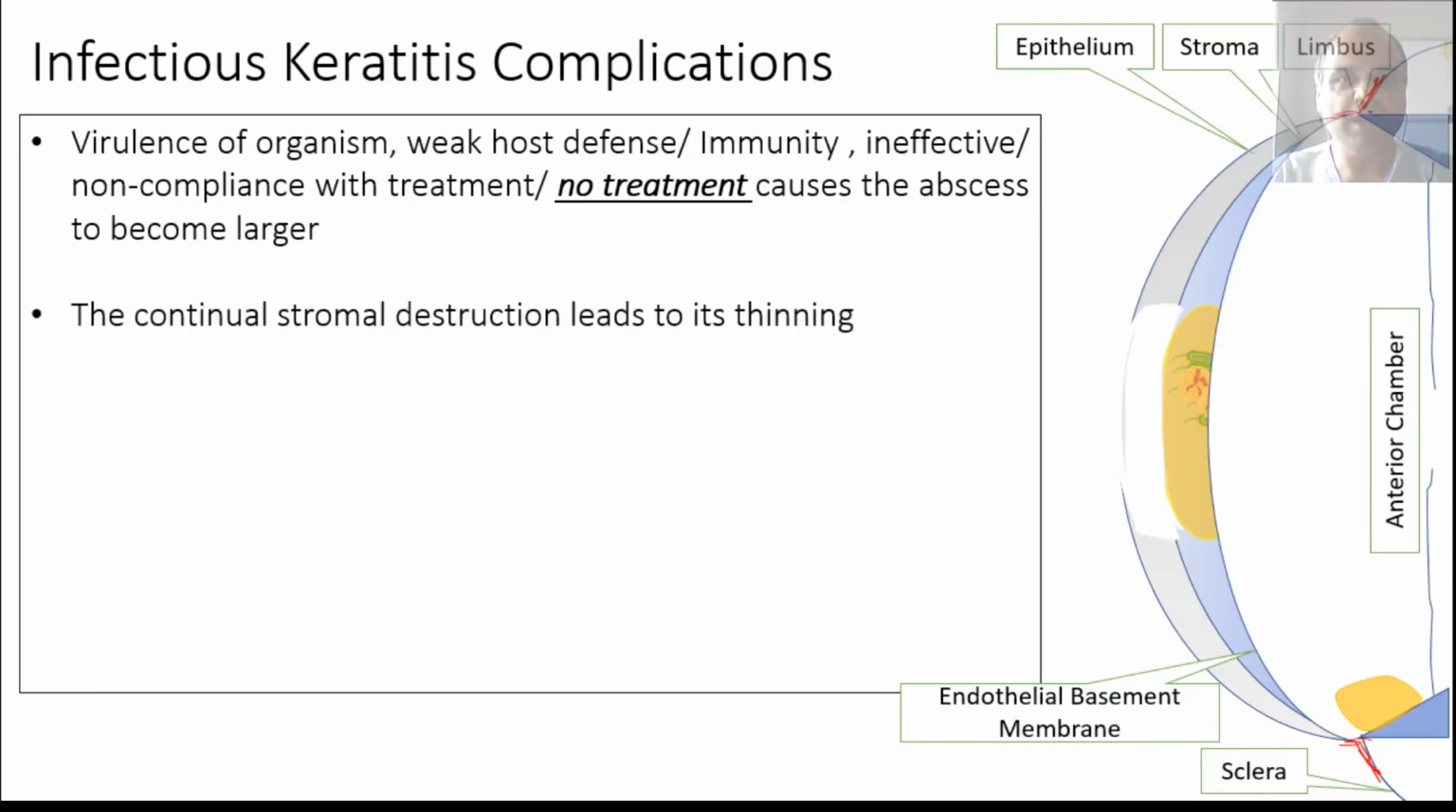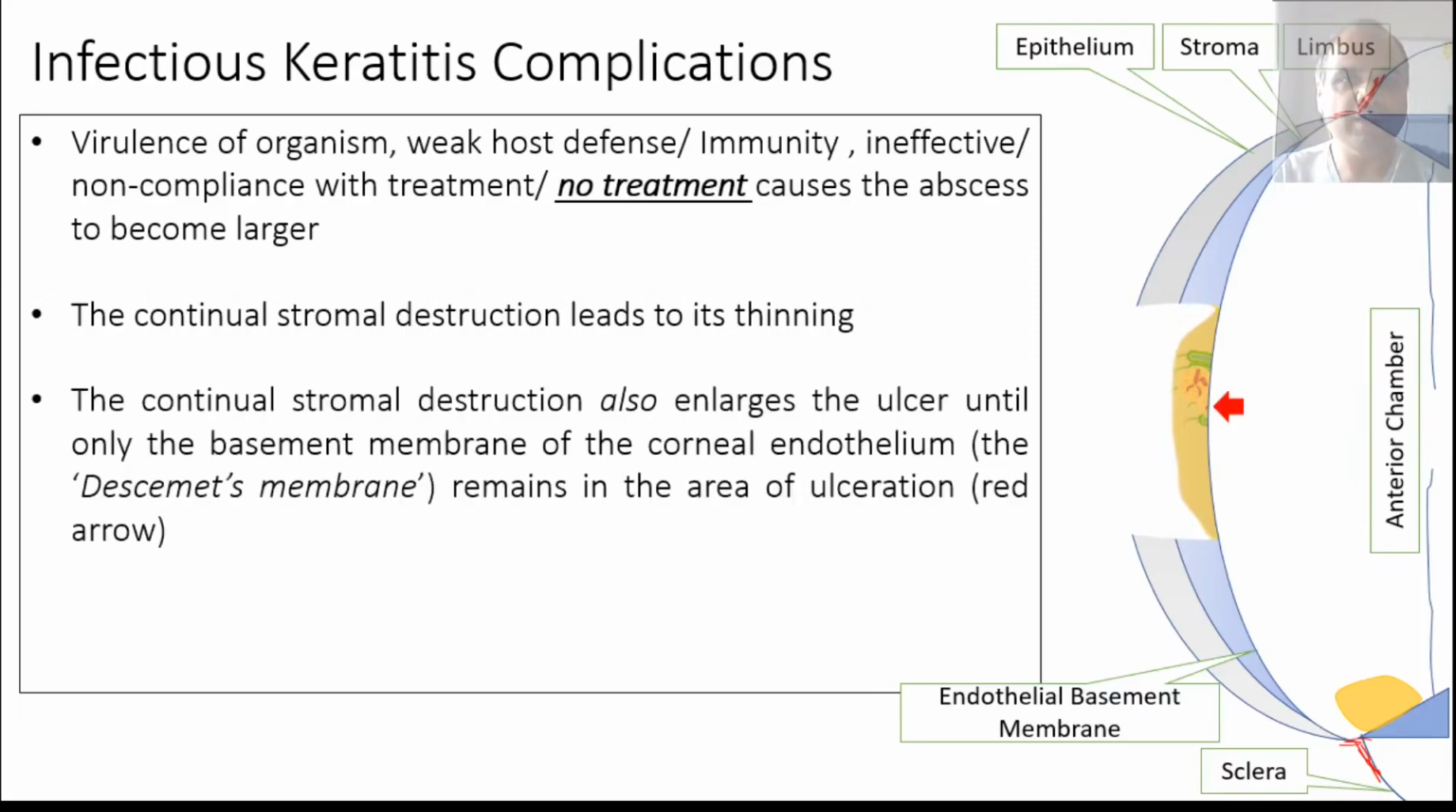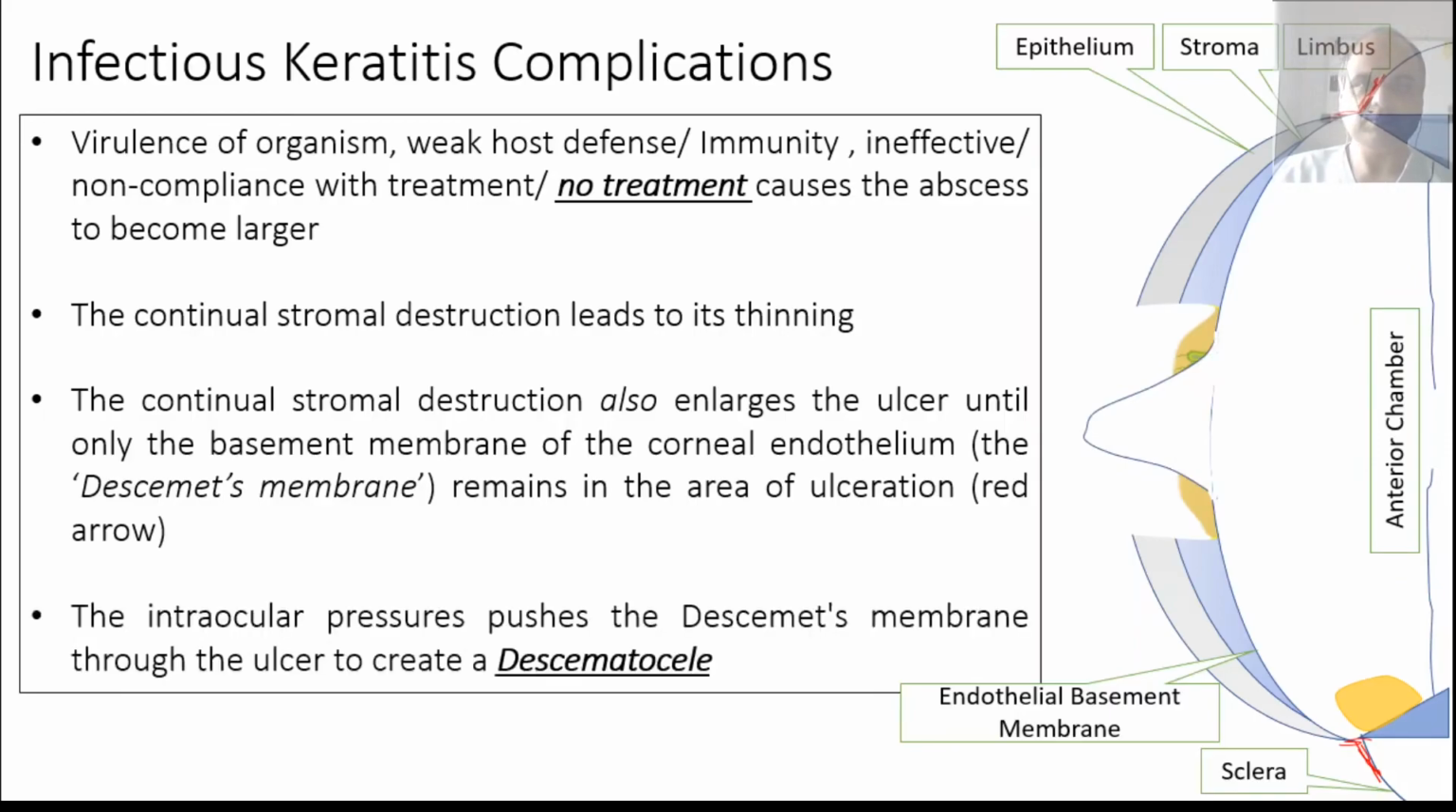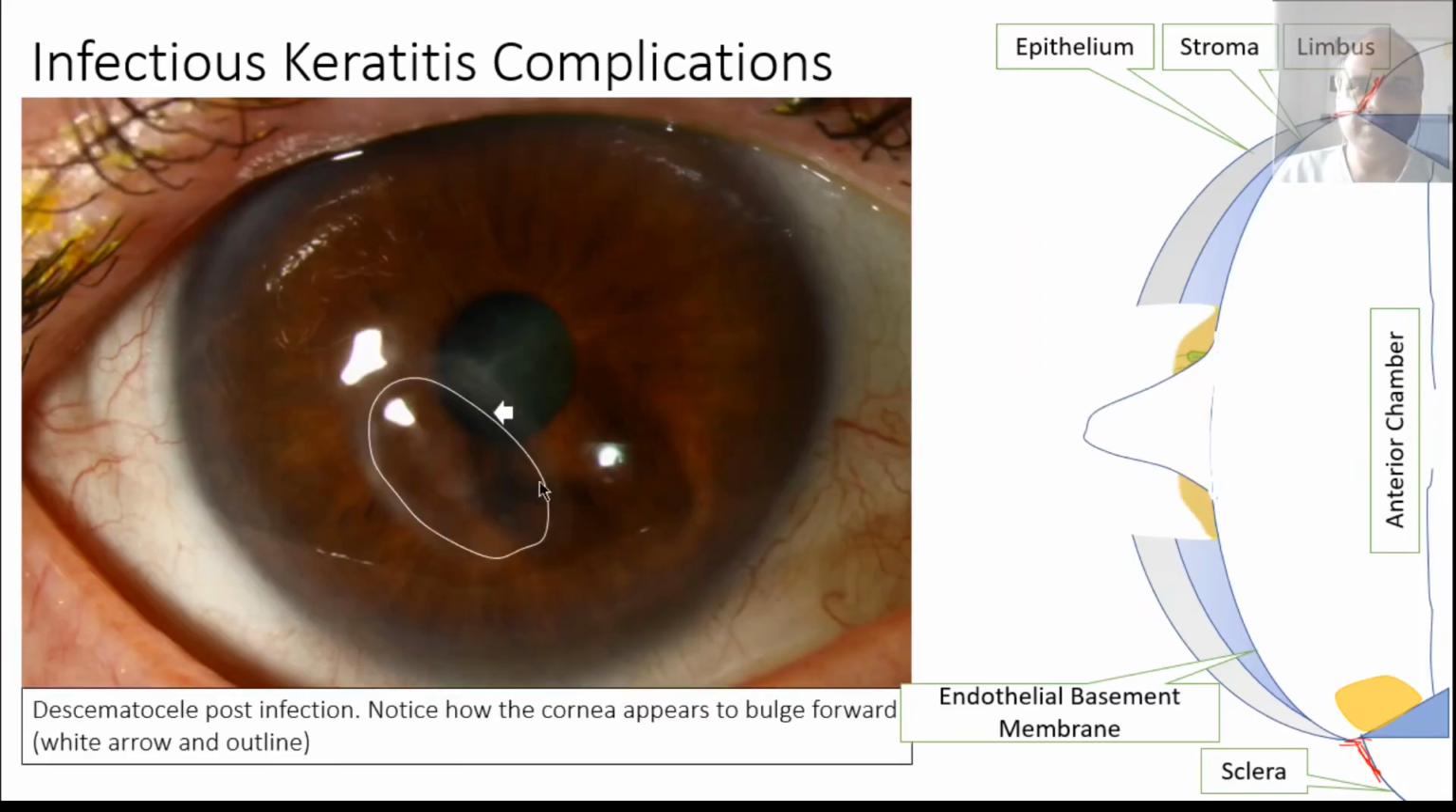And a time would come that all of the stroma has pretty much been destroyed, and the only thing left is Descemet's membrane, which is being pushed from inside by the intraocular pressure. So this red arrow is showing us the area of the cornea which is just the Descemet's membrane. Around it, we have a little bit of stroma left, but in this area, it's just the Descemet's membrane, and this would be pushed out by the intraocular pressure. And this is called a descemetocele. This is how a descemetocele appears.